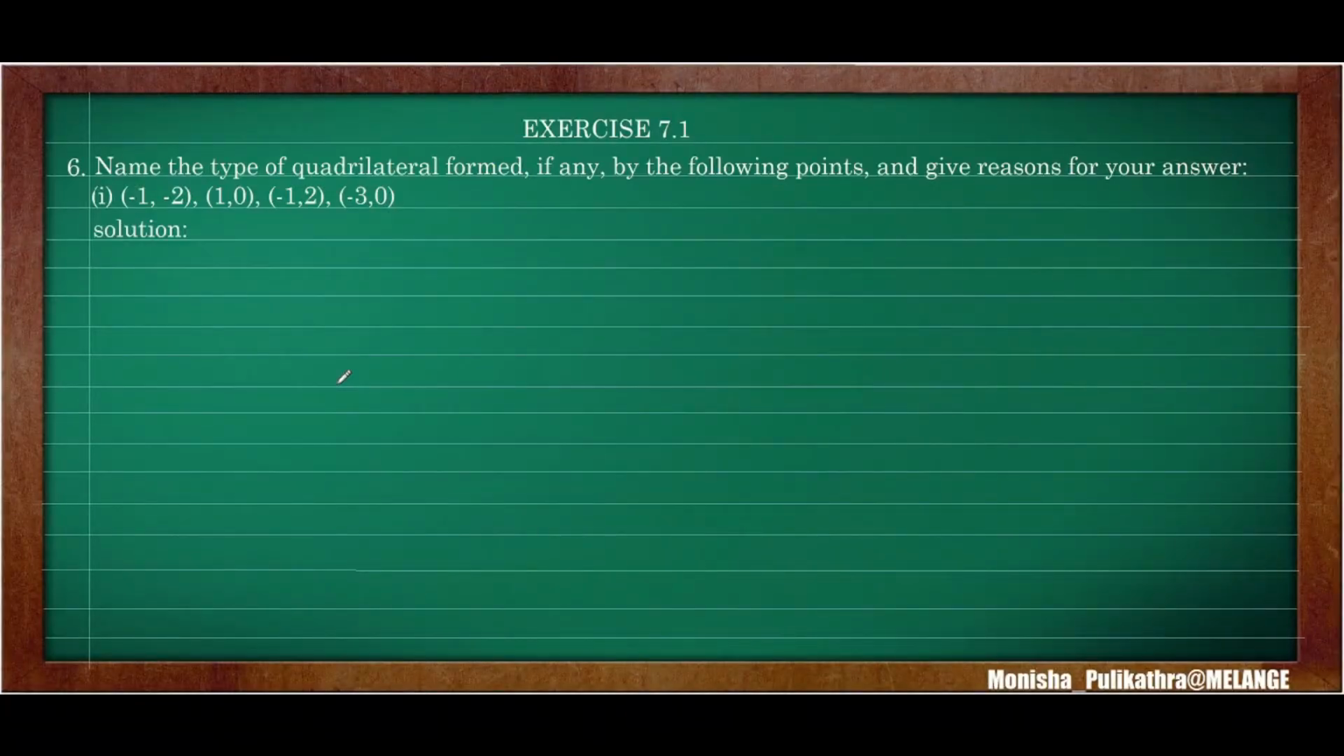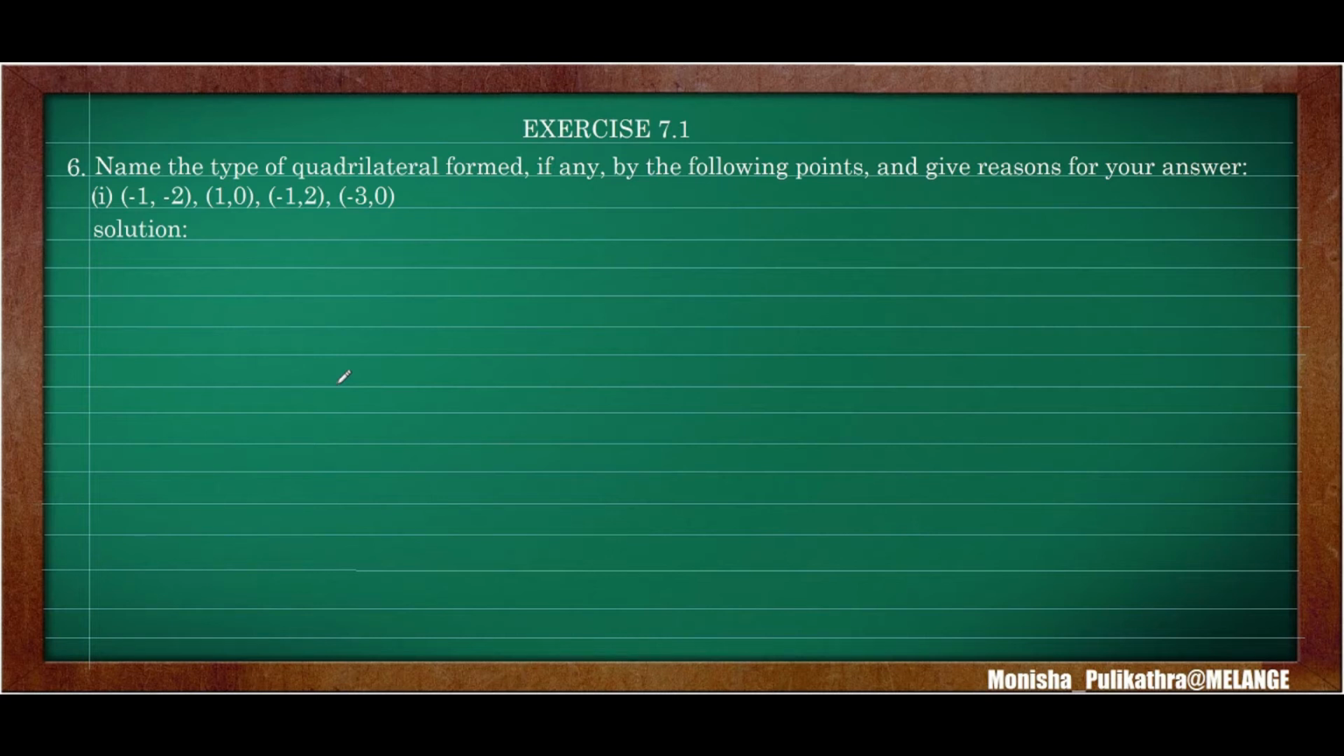Now the sixth problem is there. The sixth problem is: name the type of quadrilateral formed, if any, by the following points and give reason for the answer. Okay, here 4 points have been given. So these are the points of a quadrilateral and we don't know which quadrilateral that is. We need to solve it as per the previous problems.